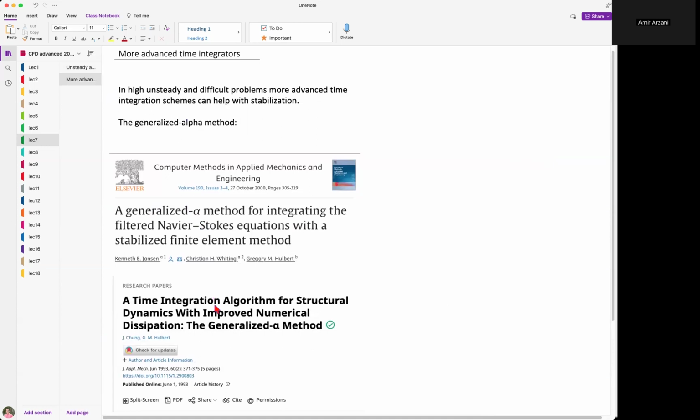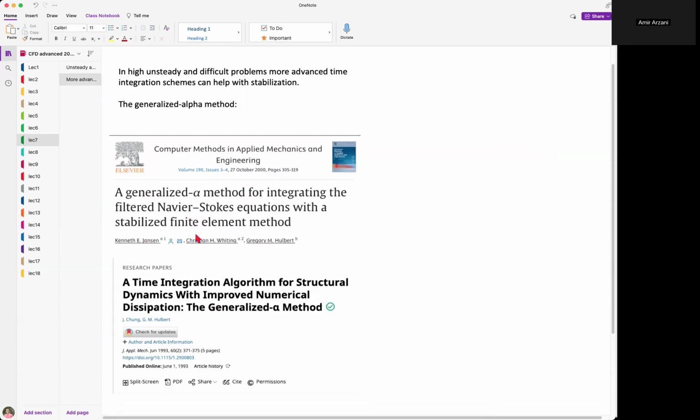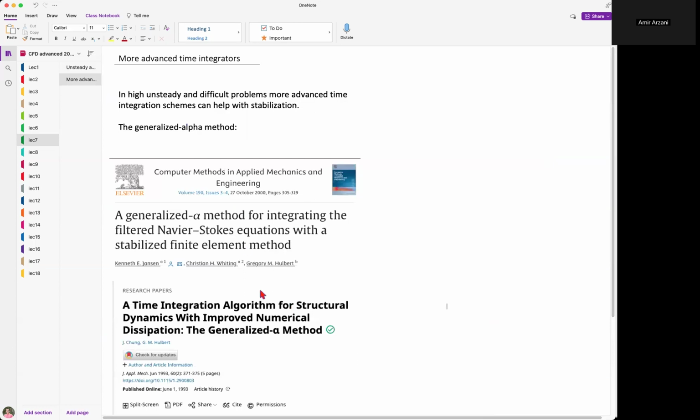So here I've included 2 references for the generalized alpha method. The first reference talks about the generalized alpha method in the context of the Navier-Stokes equations, and the second talks about it in the context of structural dynamics and elastodynamics problems. So I will put a link to these 2 references, great papers, that if you're interested in the generalized alpha method and learning about that method for time integration, you can check out those papers.